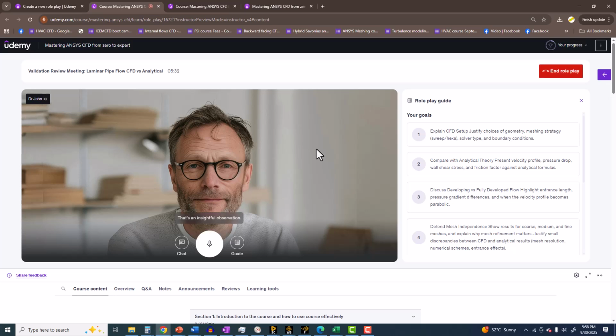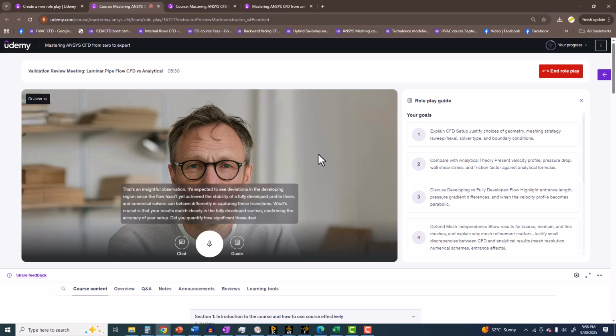That's an insightful observation. It's expected to see deviations in the developing region since the flow hasn't yet achieved the stability of a fully developed profile there. And numerical solvers can behave differently in capturing these transitions. What's crucial is that your results match closely in the fully developed section, confirming the accuracy of your setup. Did you quantify how significant these deviations were in the entrance region, or were they more qualitative observations?